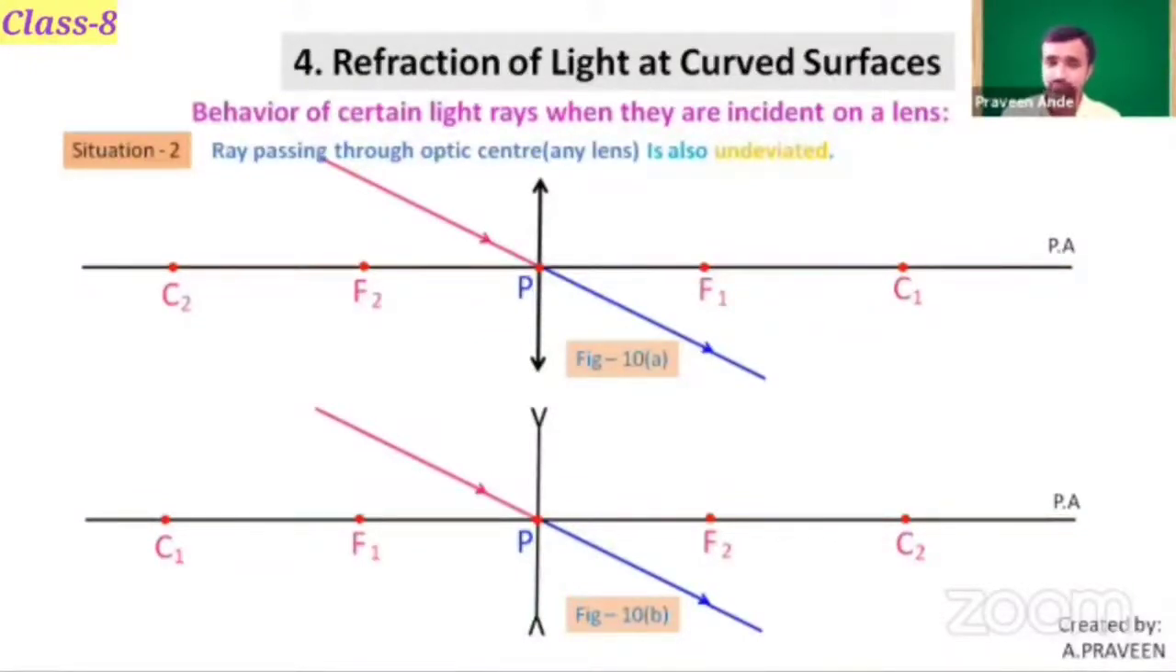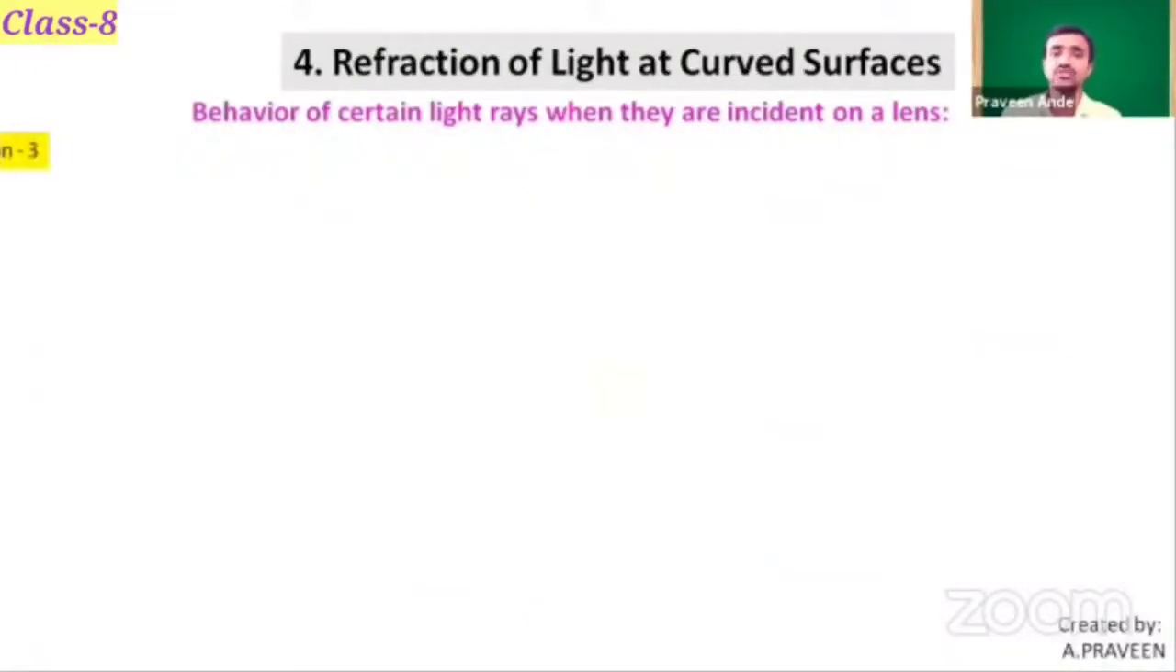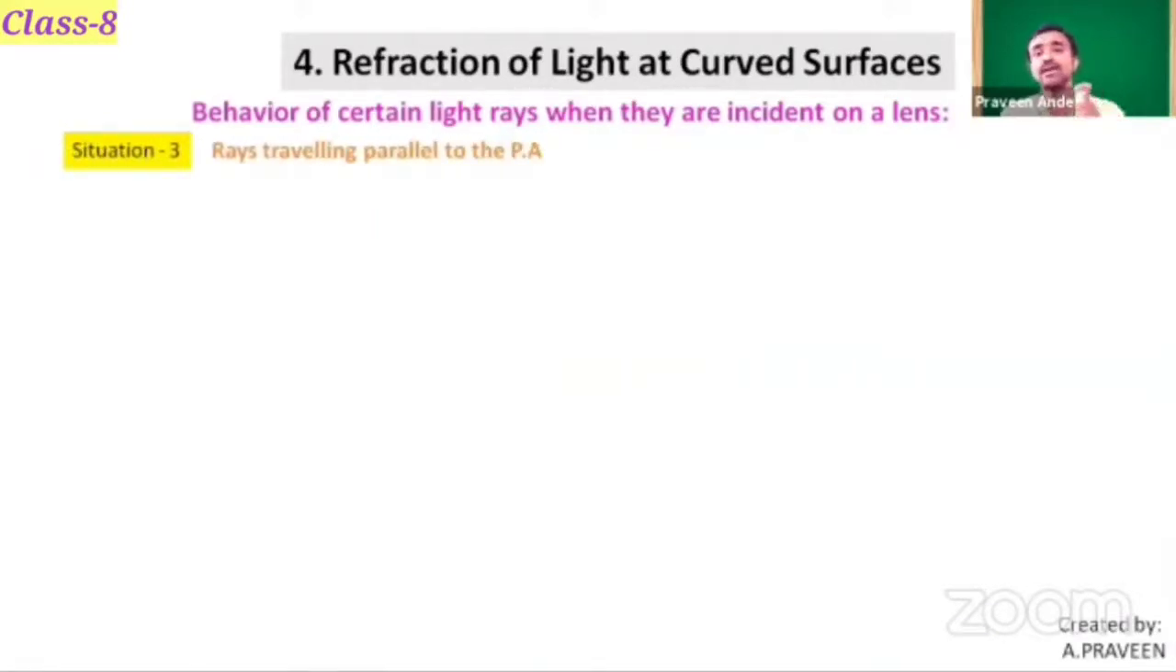Is it clear? The next situation. Situation number 3 it is. So what is the situation created? Rays traveling parallel to the principal axis. Can anybody give the generalization for this one before the explanation? Okay, I will show you. After that you try to give the explanation. So I will complete the process.